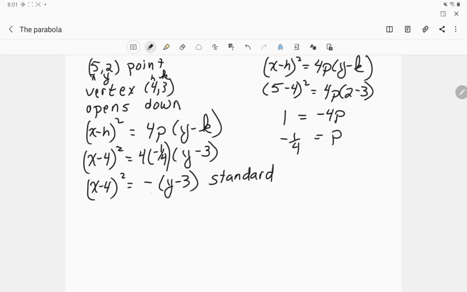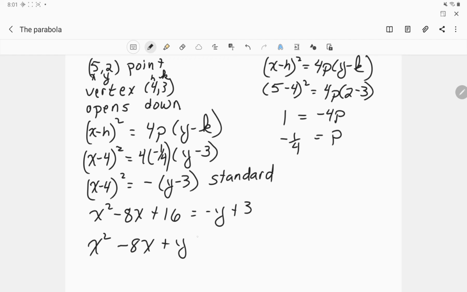To put it in general form, I'm just going to expand it out. And so then move everything over to one side. X squared minus 8x plus y, and 16 minus 3 would be plus 13 is equal to 0. So that would be general form. All right, so that's example 1. Example number 2.